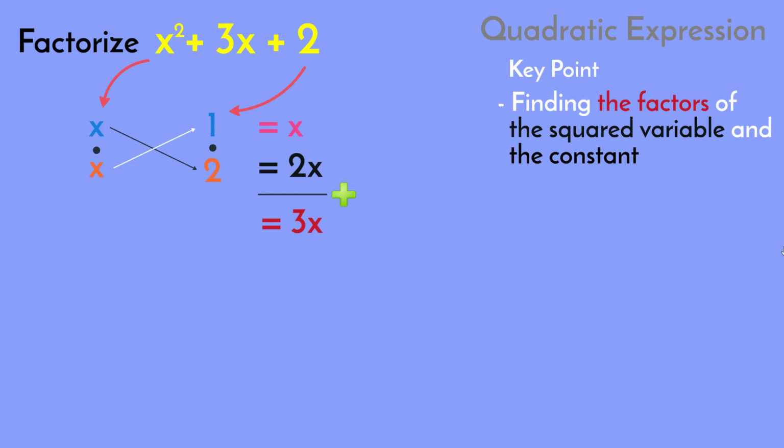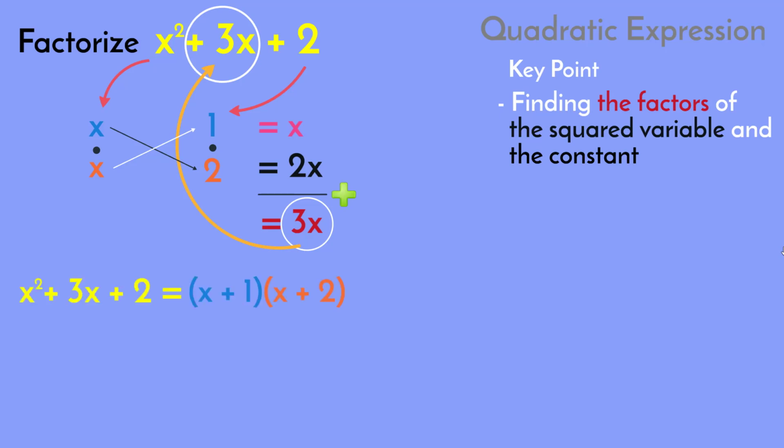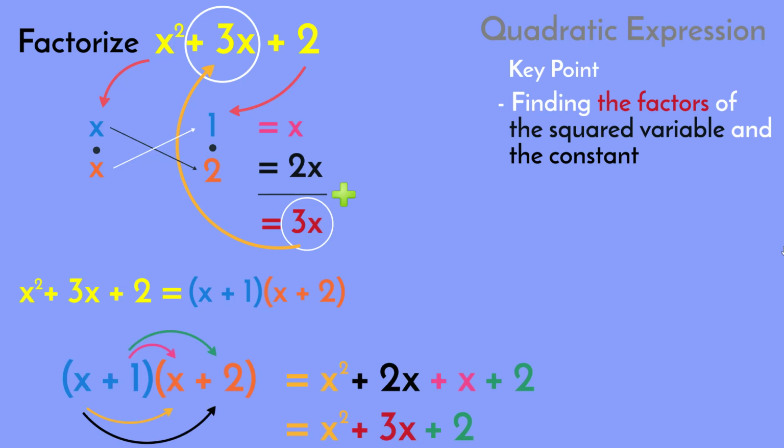If you see that the result from the addition is equal to the middle term here, then you have the correct answer. And so, x squared plus 3x plus 2 can be factorized as x plus 1 times x plus 2. Remember that factorizing is the opposite of expanding brackets, so when you multiply the result, you will get the same expression as the problem.